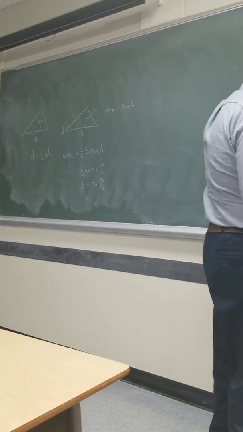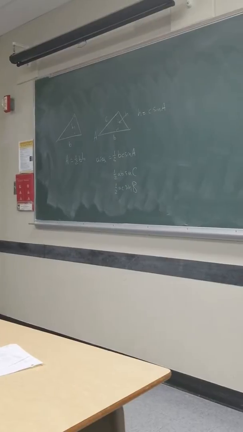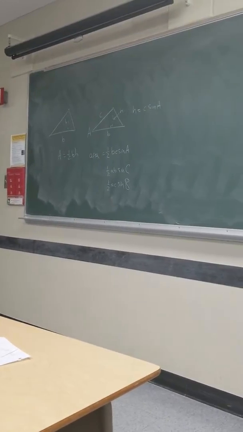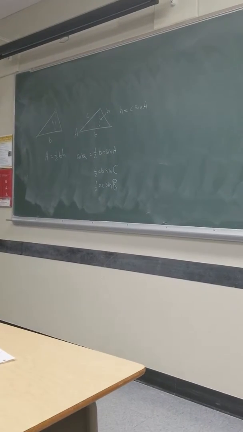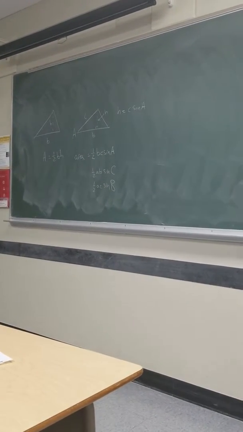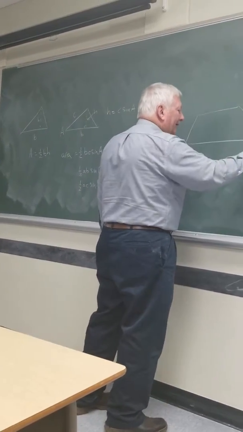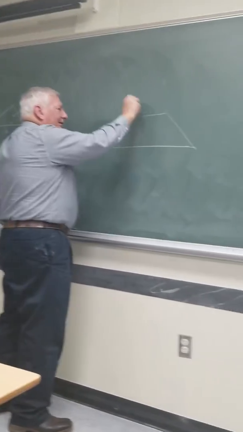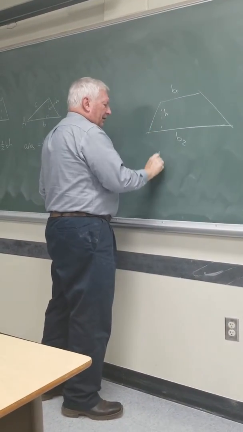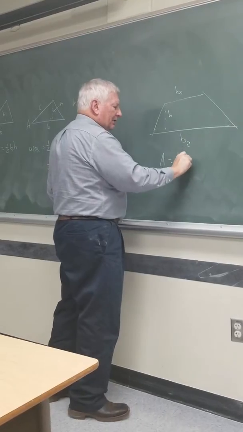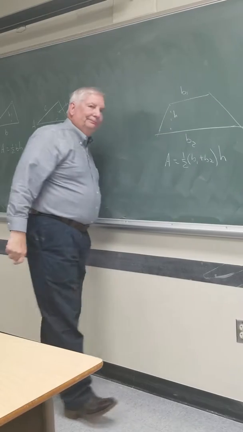Now, let's get out our analytic geometry hat. And do you remember the formula for the area of a trapezoid? No. Well, let's do that first. The area of a trapezoid is 1/2 the sum of the bases times the height. Okay.